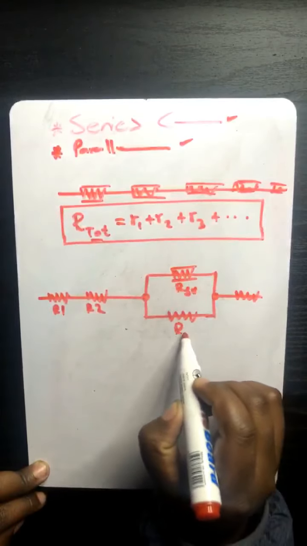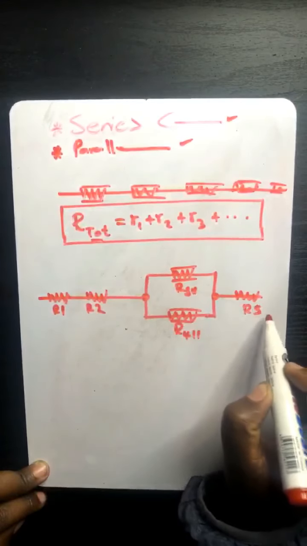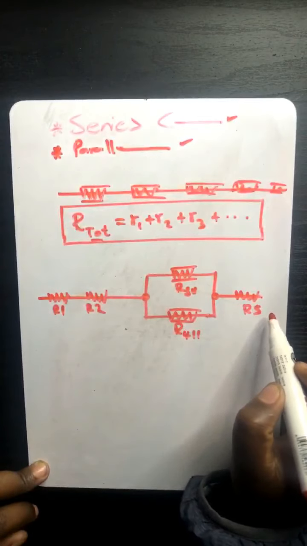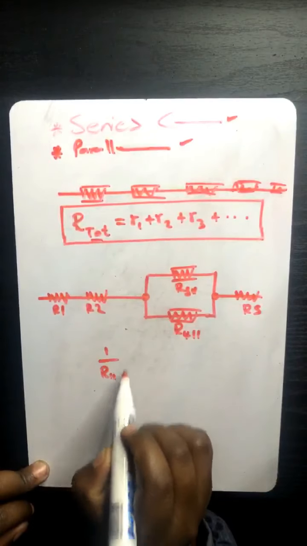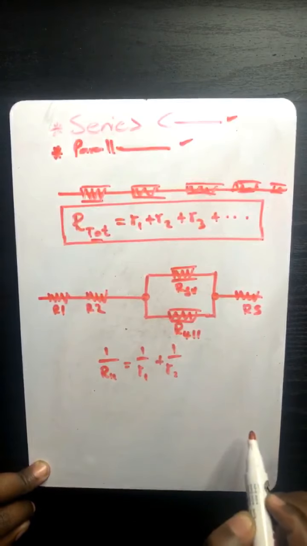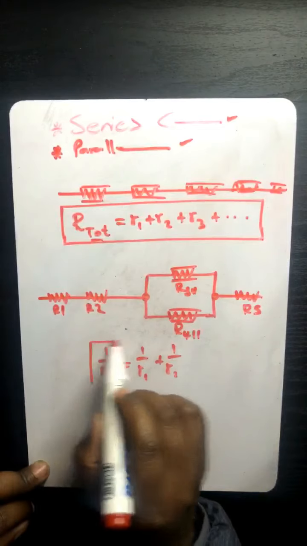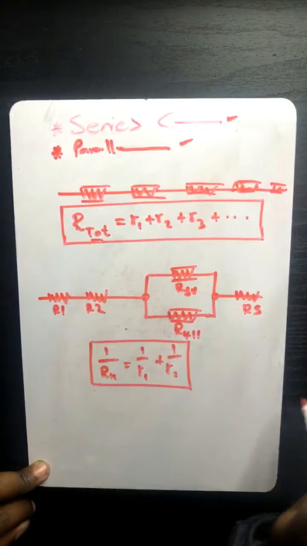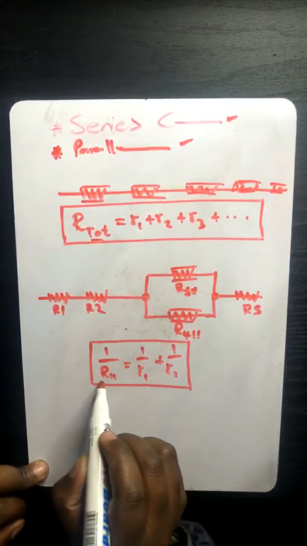It's in parallel to what? To R4, which is on this side. This one being R5, it's in series. So you need to be aware that the formula which says 1 over R parallel equals 1 over R1 plus 1 over R2 is not for calculating the R total. It's not for calculating the total resistance, but it is for calculating the parallel resistance.